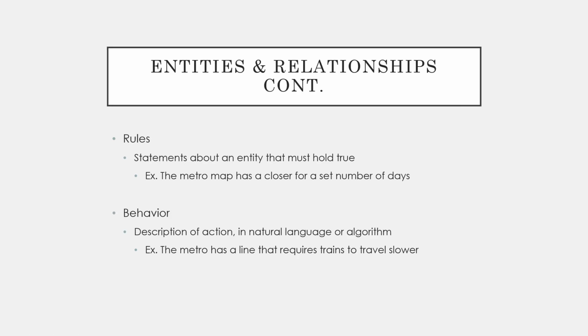Entities can also have rules, and a rule is just a statement about an entity that must hold true. For example, the metro map has a closure for a set number of days. That is a rule about my entity. Behavior is a description of action in natural language or algorithmic form. So, for example, the metro has a line that requires trains to travel slower.